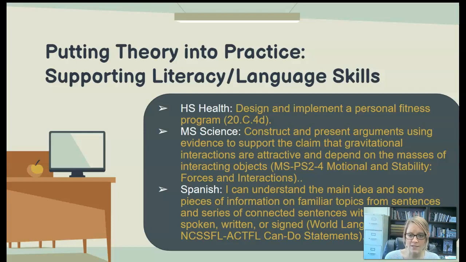And so for my students, I may have them go through and they may need to identify arguments about gravitational interactions. So I may have students doing an annotation activity where they're going to be going through with a highlighter and identifying first the different arguments and then going through with a different highlighter and noting evidence.